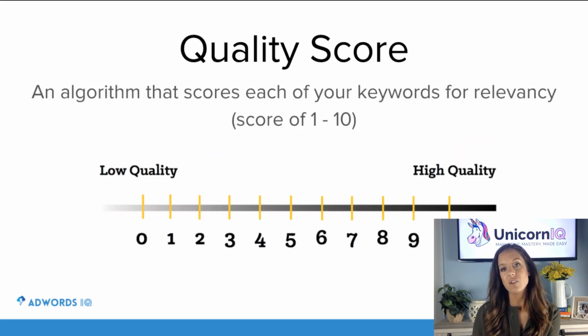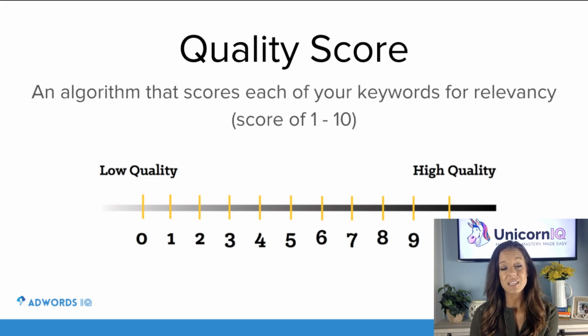So you can see your quality score reported on a 1 to 10 scale, and the components of it, like the expected click-through rate, the ad relevance, the landing page experience, are in the keyword analysis field of your account. So each keyword gets a quality score assigned to it on a scale of 1 to 10, where 1 is the lowest score and 10 is the highest.